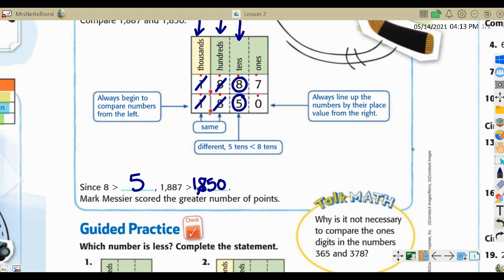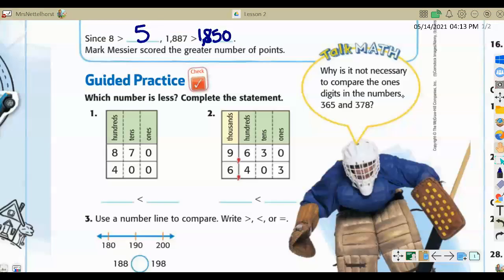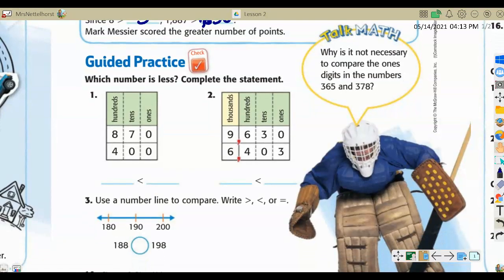Okay, so let's go down to guided practice. Which number is less? Complete the statement. You're going to put the smaller number on the left and the bigger number on the right for 1 and 2. Right now, let's just do number 1. I want you to compare, starting with the hundreds place. Figure out which one is the smaller number. Put it on the blue lines. Pause your video.